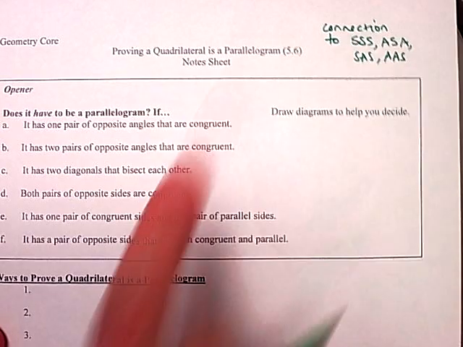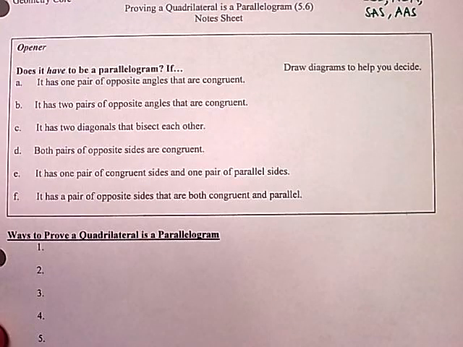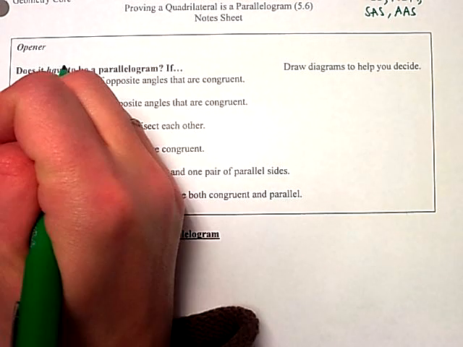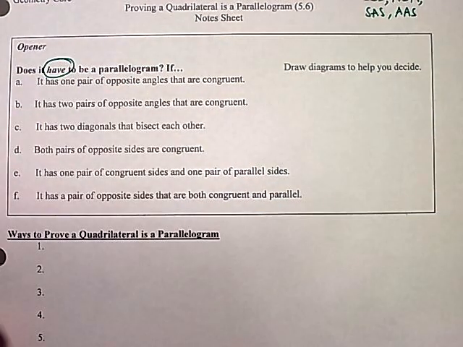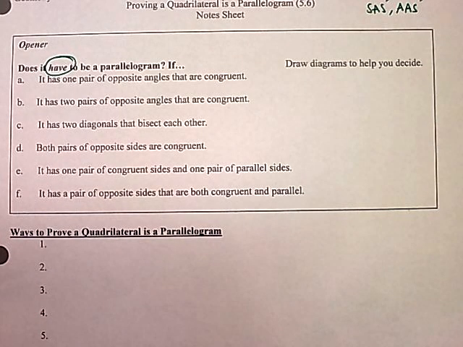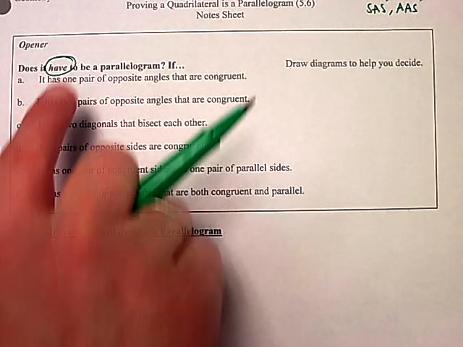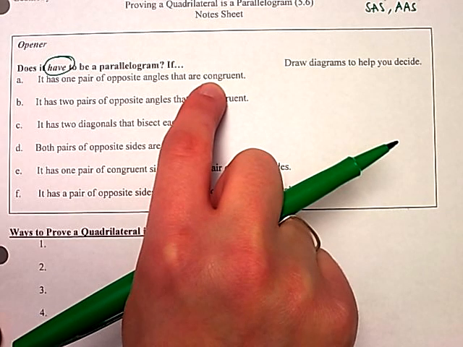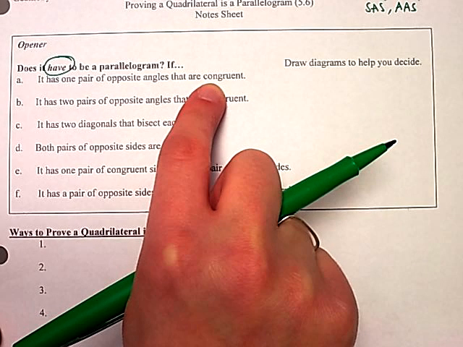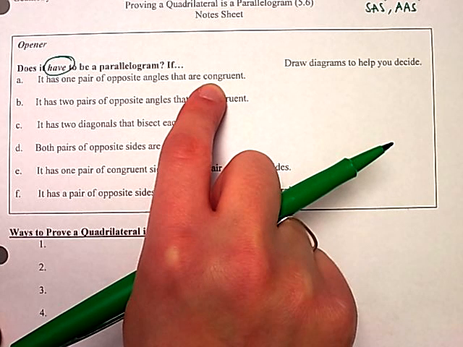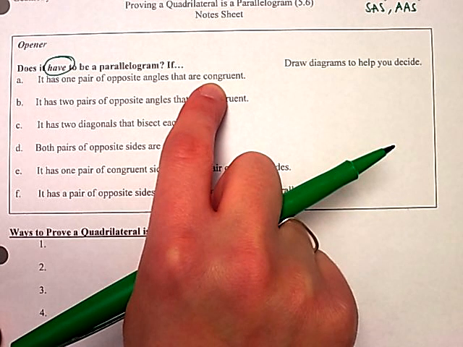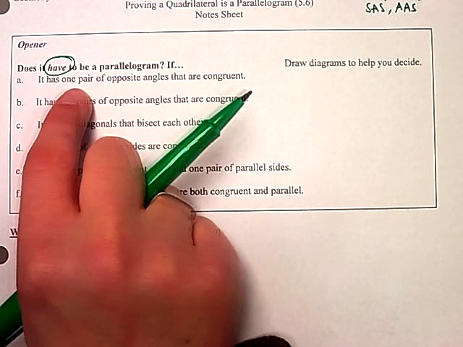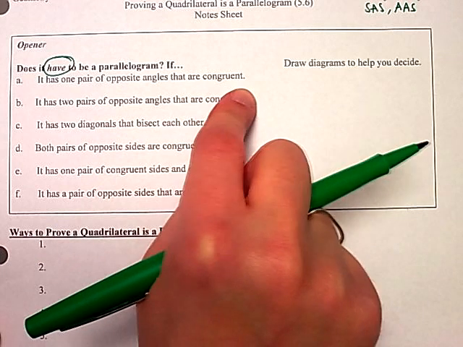Okay? So to get us thinking about that, we have this little opening exercise, and it says, does it have to be a parallelogram? The key is "have to." I'm going to have you pause the video in a moment to try this on your own, but as you read each statement, decide: does this mean it has to be a parallelogram, or would it be possible to draw a quadrilateral that meets the requirement but isn't a parallelogram? So the first one says it has one pair of opposite angles that are congruent.